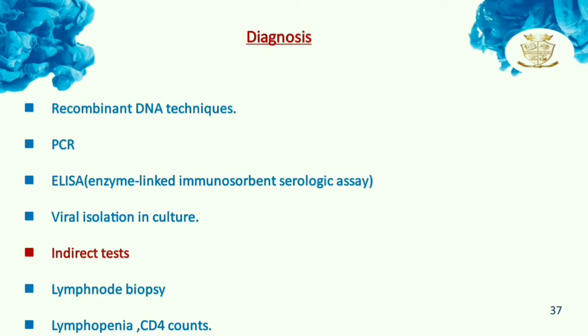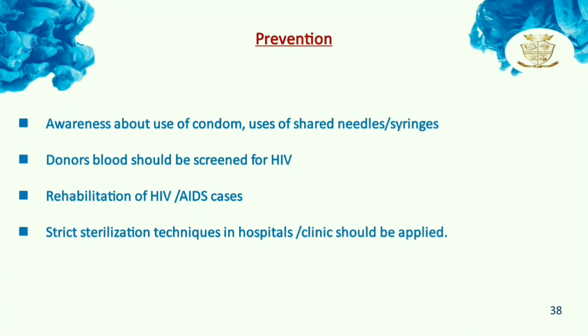The diagnosis is mainly through recombinant DNA techniques, PCR, ELISA, and viral isolation in culture. Indirect tests are lymph node biopsy, lymphopenia, and CD4 counts. Prevention is mainly through awareness about the use of condoms and avoiding shared needles and syringes. Donors' blood should be screened for HIV, HIV/AIDS cases should be rehabilitated, and strict sterilization techniques should be applied in hospitals and clinics.